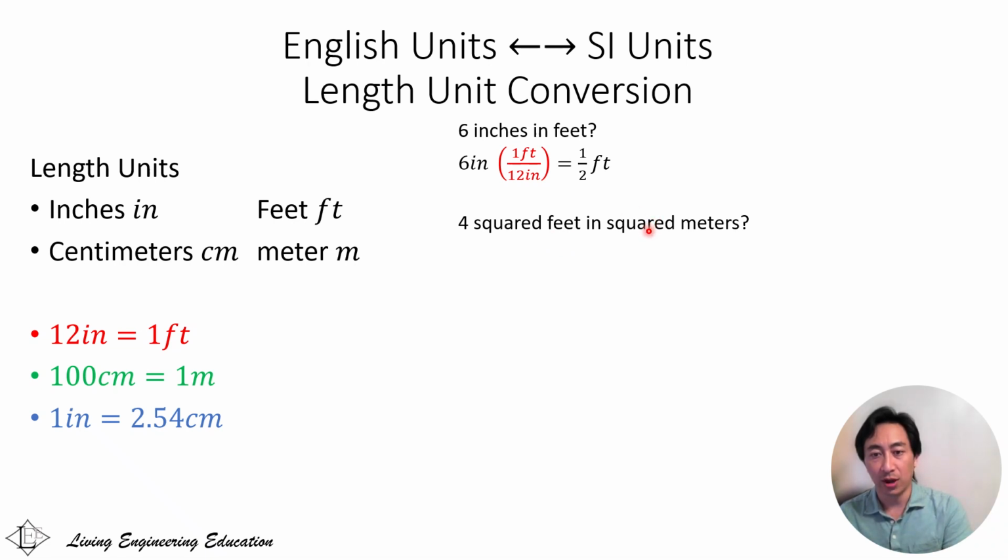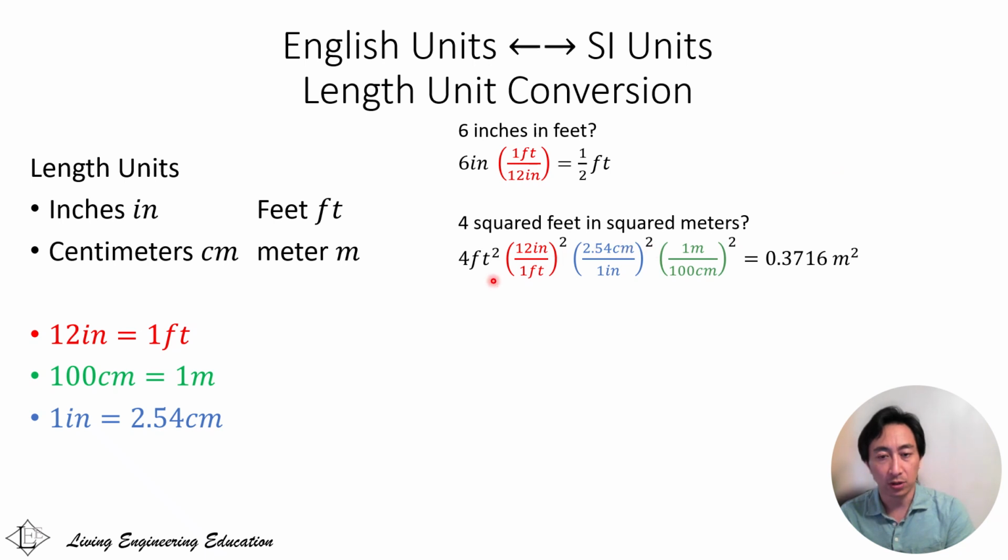I want to convert that into squared meters. So feet to meters, I don't have a direct conversion, but I have feet to inches, then I have inches to centimeters, and then I have centimeters to meters. So I have a path to get there. So that's all you need to look at when you're doing these conversions, is that path. Now we would also need to include the square component. So what would this look like?